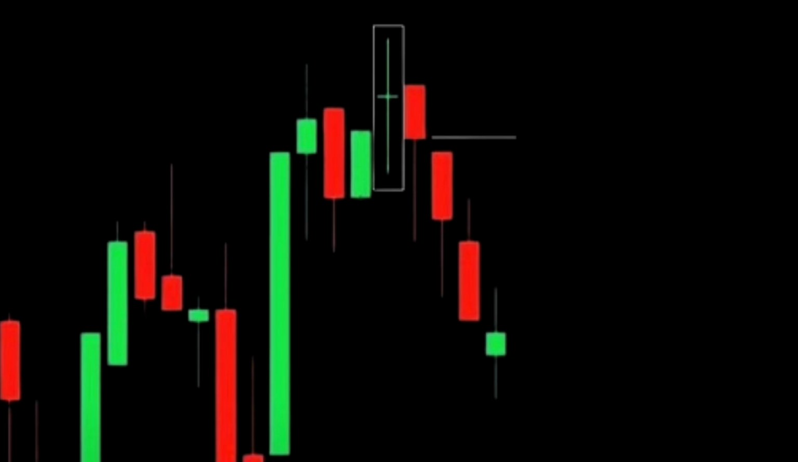After the formation of the doji, we await a new candle that confirms the change of direction. When it closes, we open the operation.